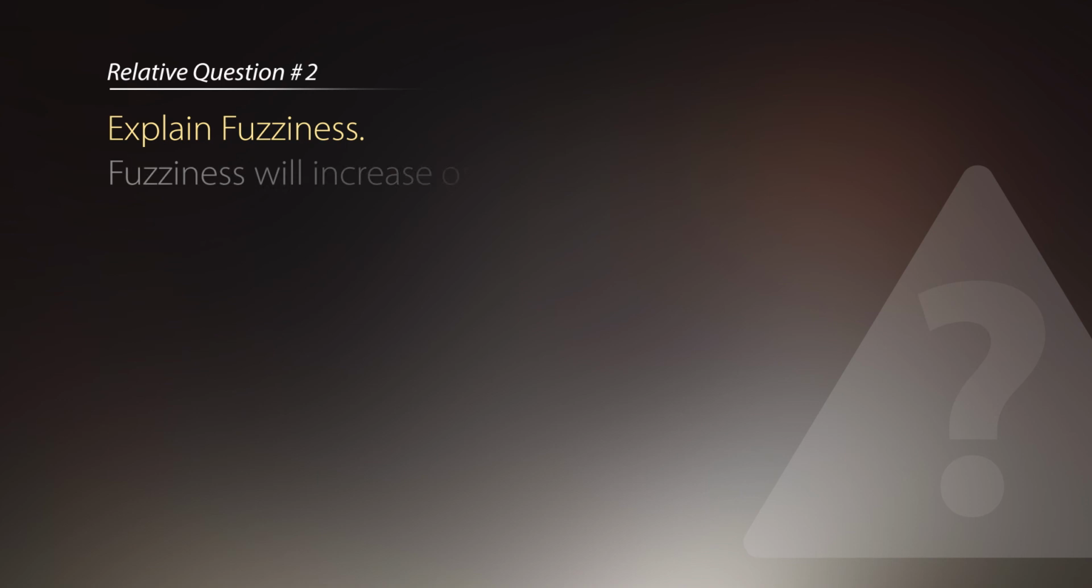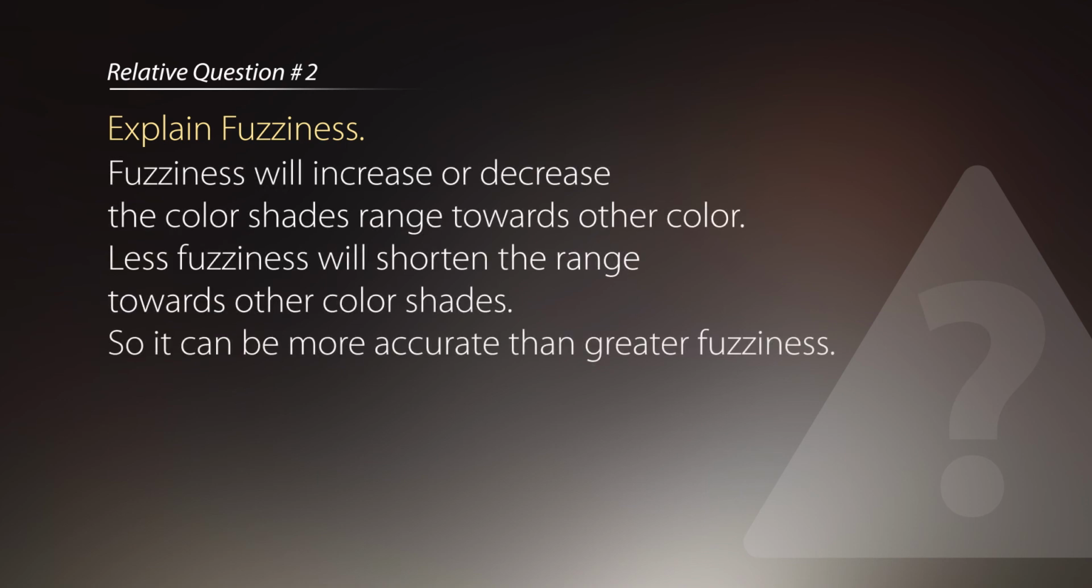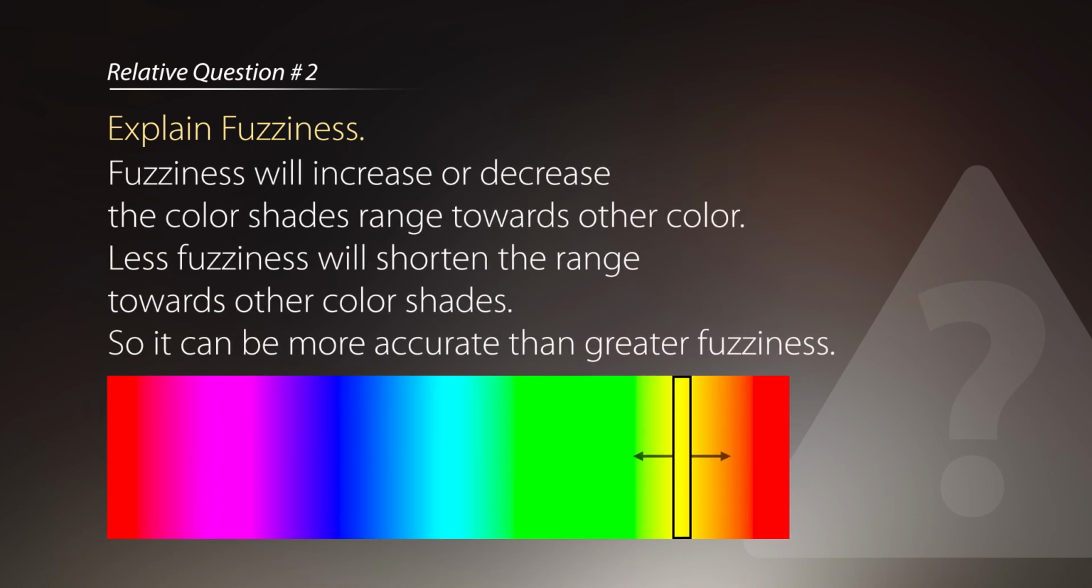The second question is, explain fuzziness. Fuzziness will increase or decrease the color shades range towards other colors. Less fuzziness will shorten the range towards other color shades, so it can be more accurate than greater fuzziness.